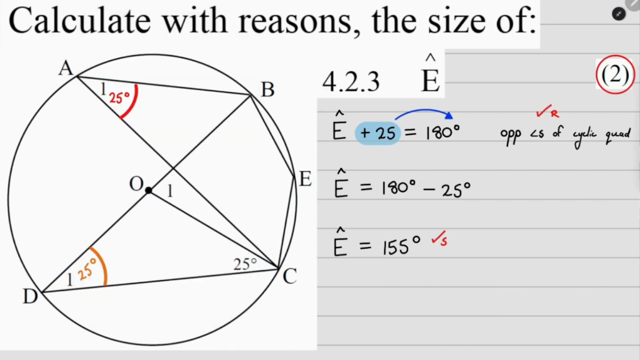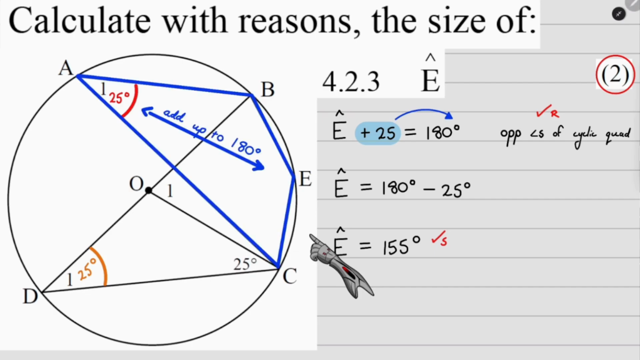Yes. And your first mark comes from the correct reason. Second mark comes from the correct statement. And just another little nugget of information before I go. You could have used this cyclic quad and you would have got to the same outcome.